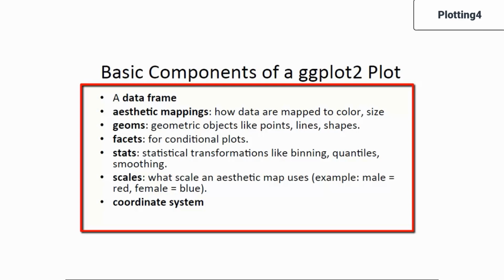Next one, scales. What scale an aesthetic map uses? Example, male equal to red, female equal to blue. So scale is nothing but a legend that you see on any kind of map. And the coordinate system, the XY axis coordinate system.